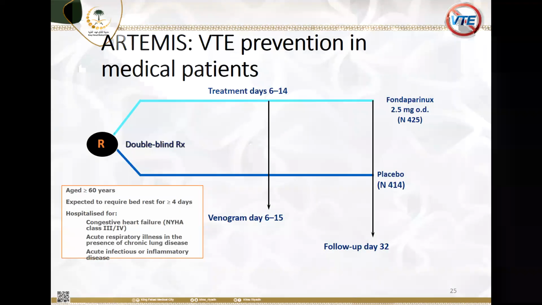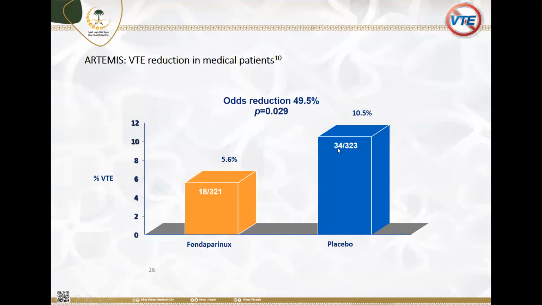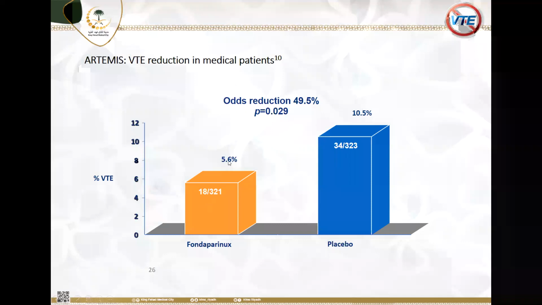Remember, this is about 2002. You might ask, how come, now that VTE prophylaxis is the standard of care, it wasn't unethical to just give them placebo? This is 2002, but nowadays nobody will conduct a placebo study; usually they compare with another drug. For VTE reduction in medical patients, the placebo incidence was about 34 versus 18, and fondaparinux gave an odds reduction of about 50%, 50% less compared to placebo.